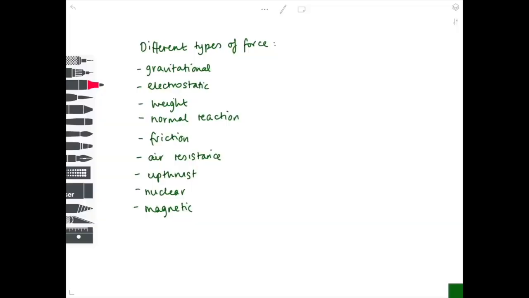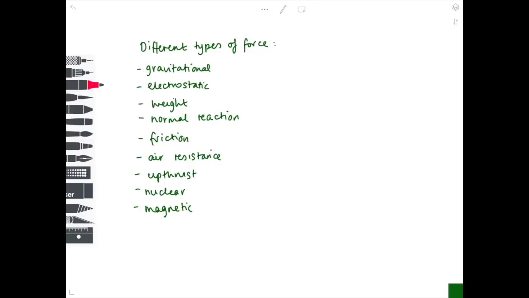We now need to look at the topic of force. So just remember, first of all, the effect that a force has on an object. The force can change the object's speed, it can change the object's direction, or it can indeed change the object's shape. You need to be able to list the different types of force, so I've written them out here, and now we just need to have a quick chat about what all of those things mean.